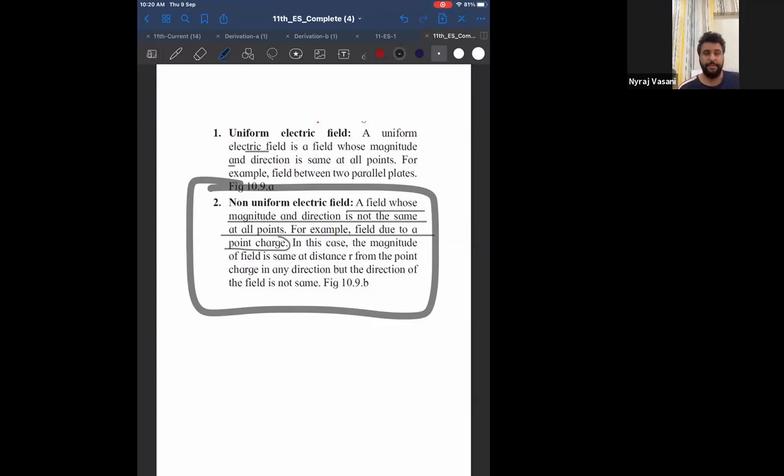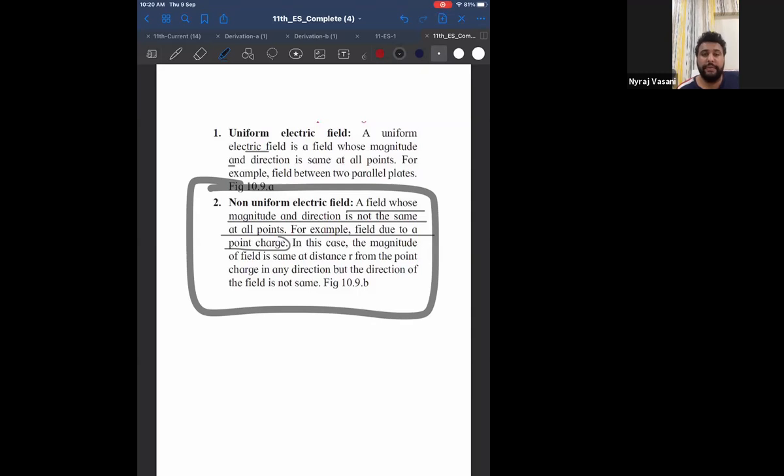Finished? So listen to me. Electric field. How many types of electric fields are there? 2 types. Which are the 2 types of electric field? Uniform electric field and non-uniform electric field.